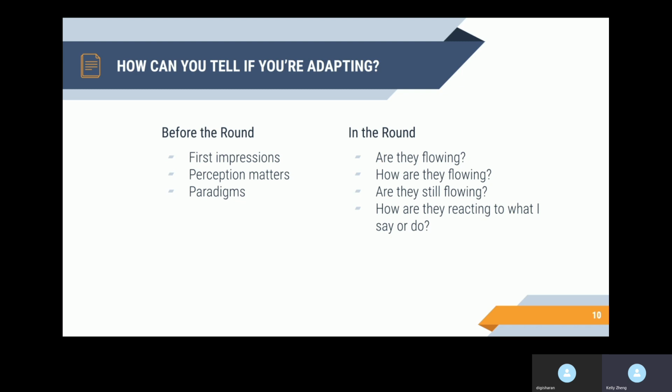The other question is, are they still flowing? If you're in the middle of a speech and you notice they just put their pen down, that probably means you're going too fast. You're not being understandable. Make sure you can adapt within a speech too.